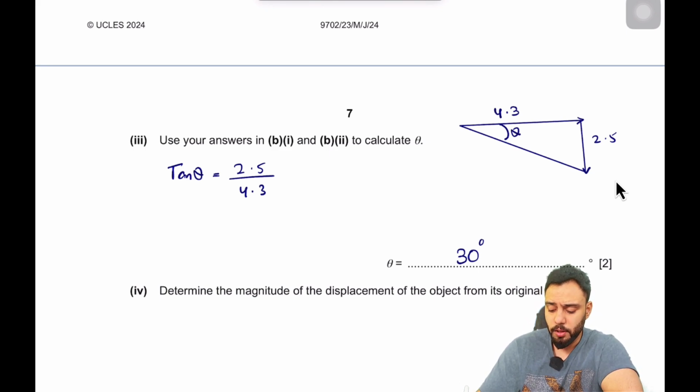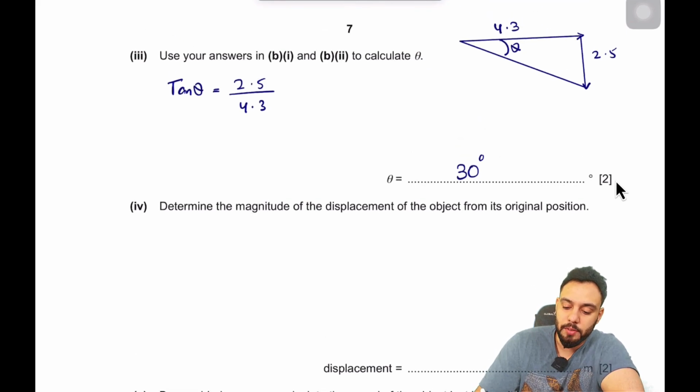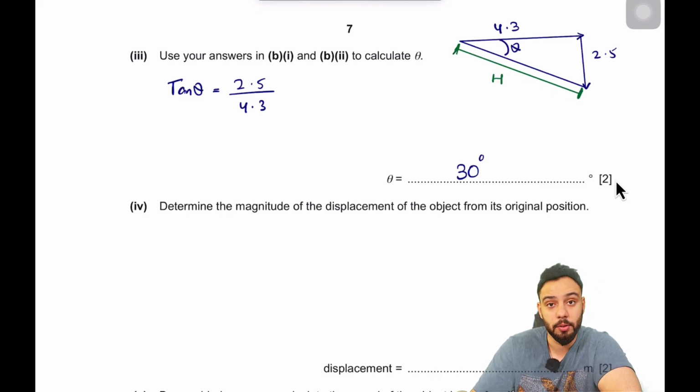Moving on. Calculate the magnitude of the displacement of the object from its original position. Okay. So as far as displacement is concerned, you're required to calculate this hypotenuse value. So I'm going to be using the Pythagorean theorem over here.